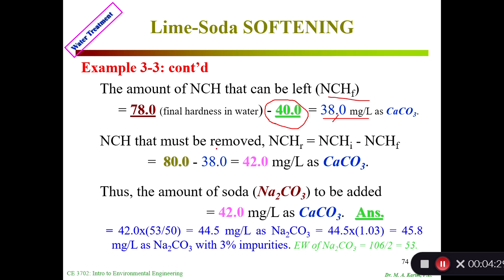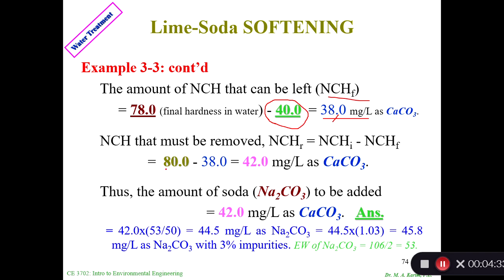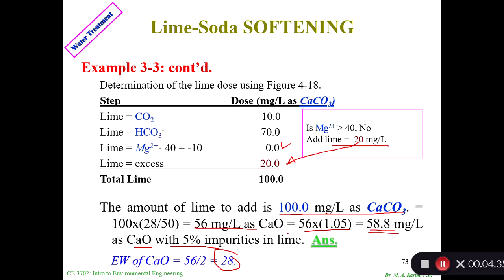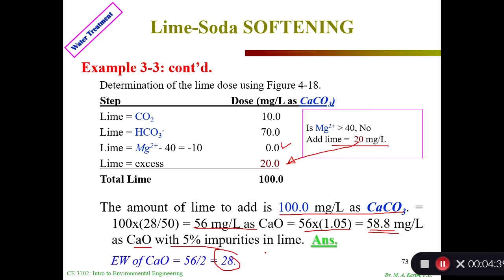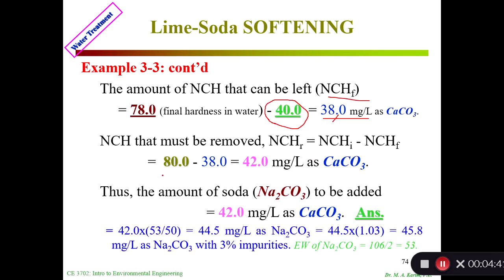So the NCH must be removed. Initially I had 80 on the other page. You remember that olive color? This is the one here. So we know 80 must be removed. How much do we have to remove? This is what can be left in the system, so whatever we have to remove is 80 minus 38.